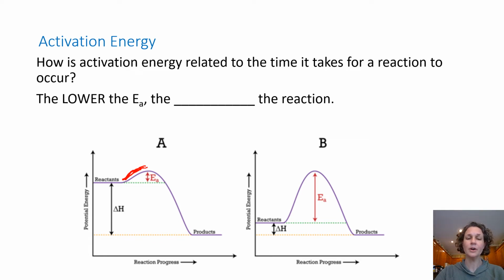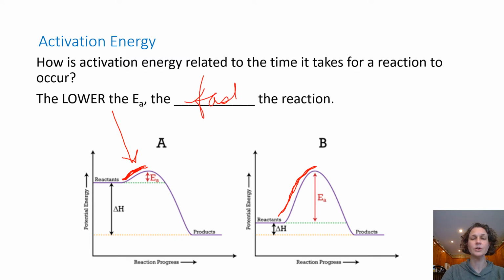If I was over here on this second graph, oh goodness, I would not be super excited about trying to get all the way up that hill. It would take me a long, long time. So if you have a lower activation energy, like you do in that first graph, you have a faster reaction. So the lower the activation energy, the faster or quicker, however you want to put it, the faster the reaction goes. So if you can lower that, you are going to definitely speed up your reaction.